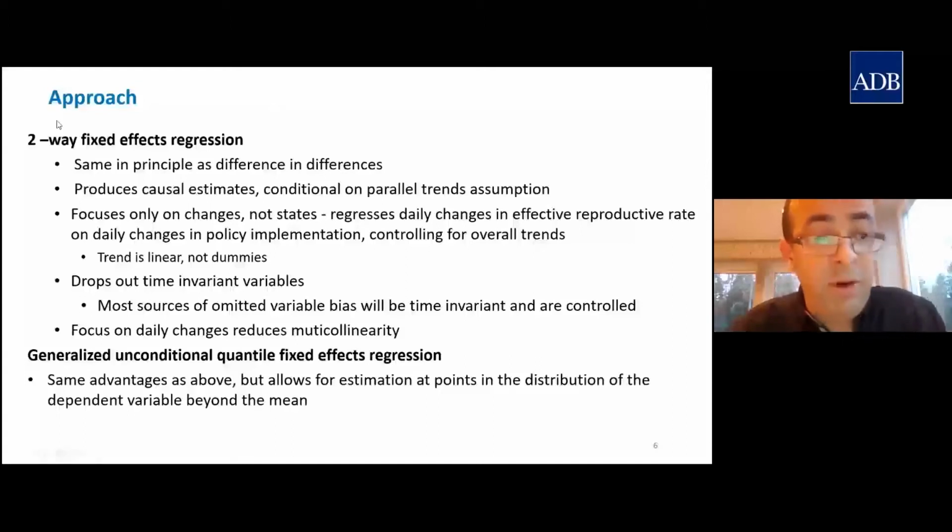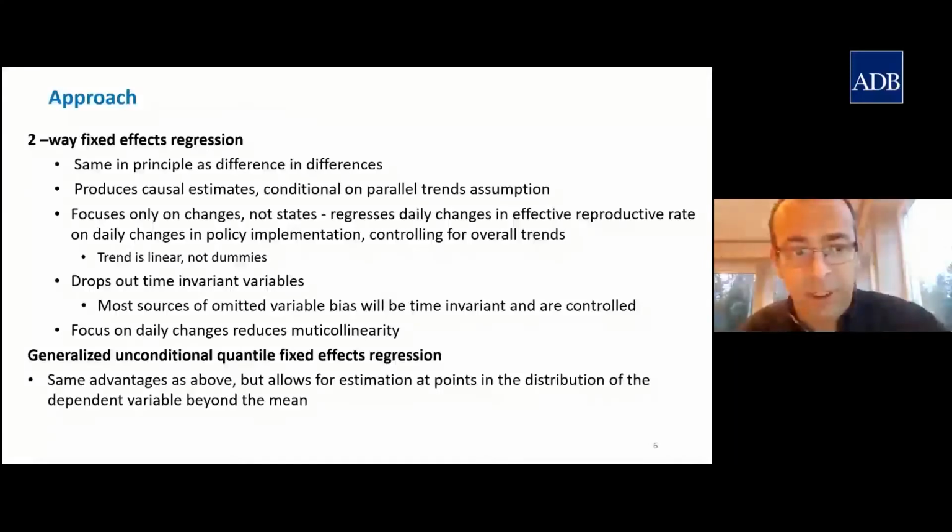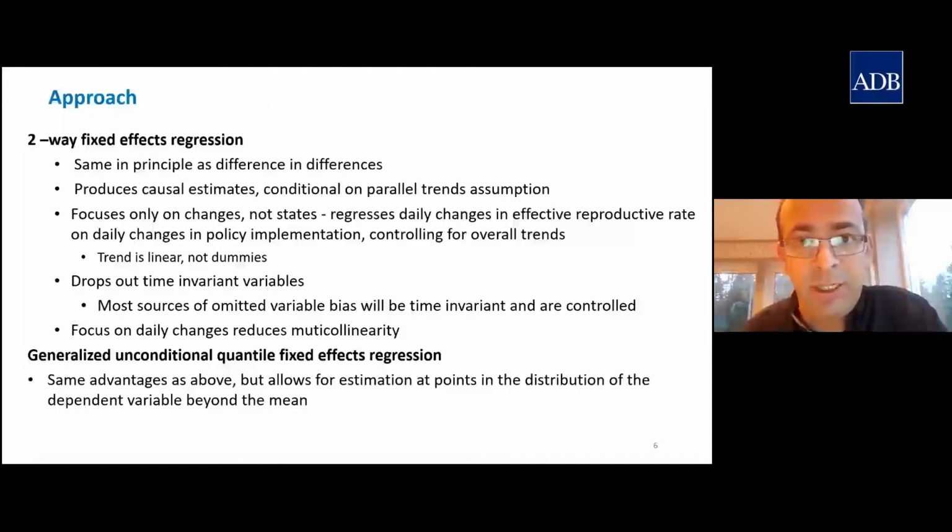It drops out time invariant sources of selection bias. Any time invariant variables do fall out, except in terms of time variant effects. And by focusing on daily changes, we're able to avoid problems of multi-collinearity, because you could imagine that a lot of the policy measures are adopted by the same countries, but they aren't adopted by the same countries at exactly the same time.